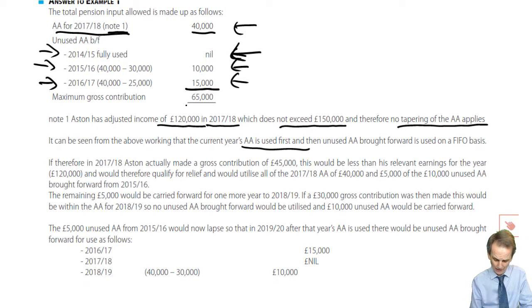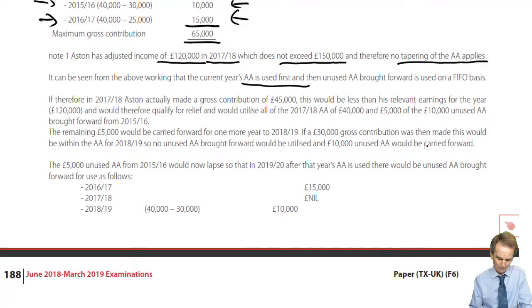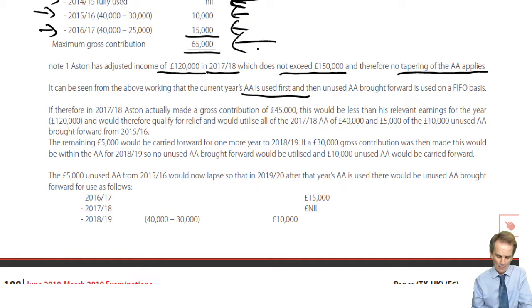Add it all up, we've got therefore 65,000 as our maximum total pension input for which tax relief would be available without incurring the thing that we'll go on to deal with in this lecture, an annual allowance charge. But let's just have a look at the further points that we made. Remember we could go up to a max of £65,000 without sustaining the so-called annual allowance charge. So if in 1718, Aston made a gross contribution of £45,000, again we work in gross terms by comparison to our annual limits.